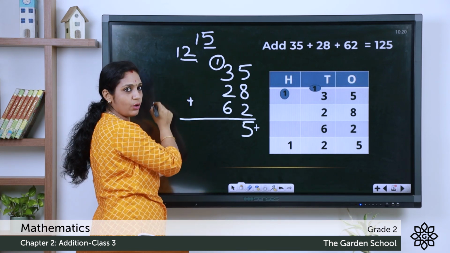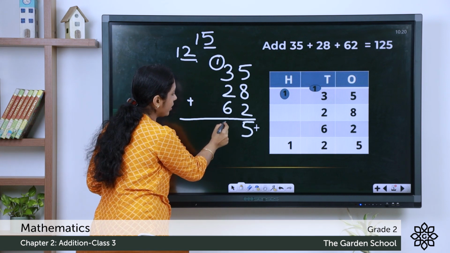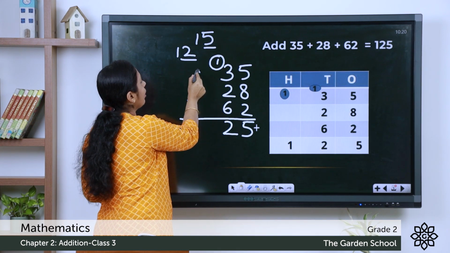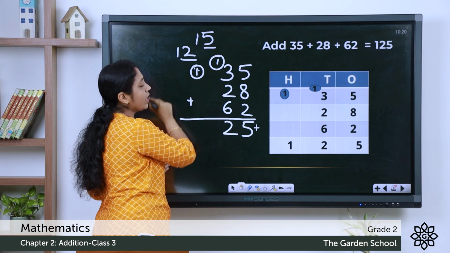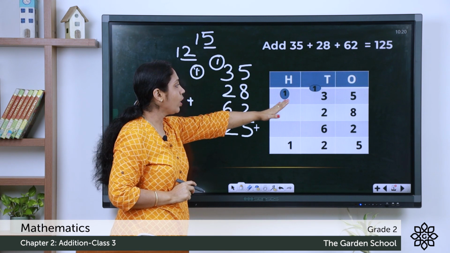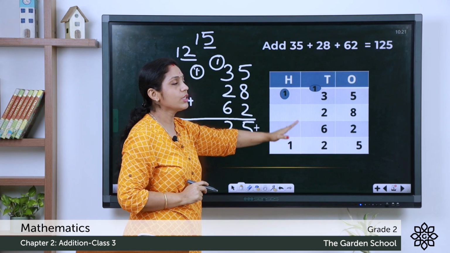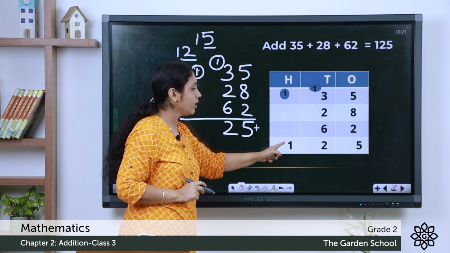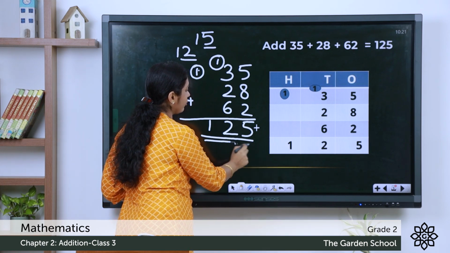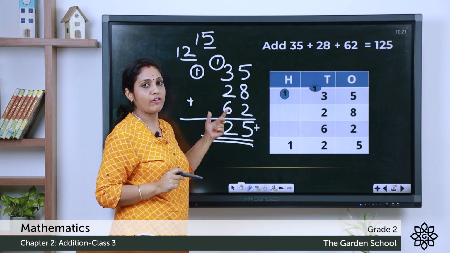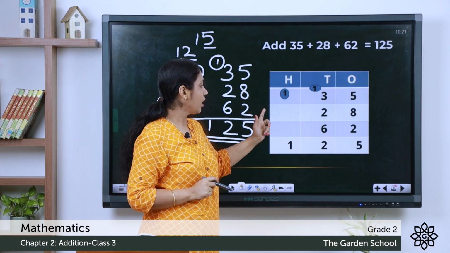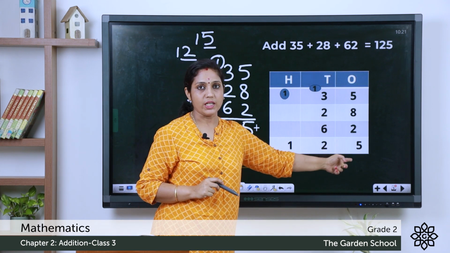That 2 which is in the ones position, we are going to write it here under the tens place and the 1 we are going to carry it to the hundreds place. You can see that here. And there are no other numbers in the hundreds place. So, we can write this one to the answer and we get the answer 125. So, we have got a 3-digit number as an answer. We have hundreds, tens, ones.